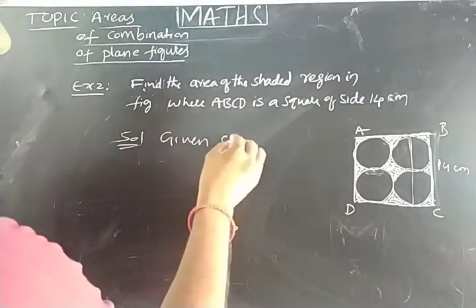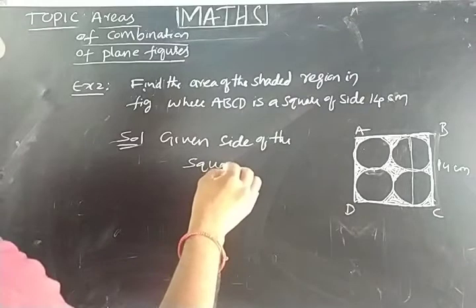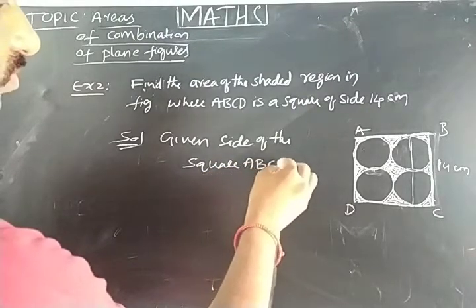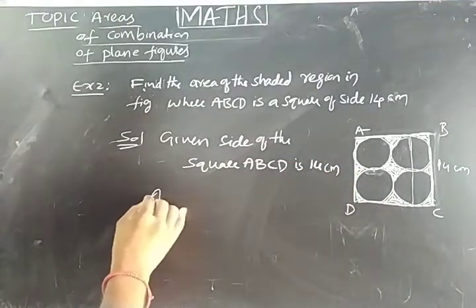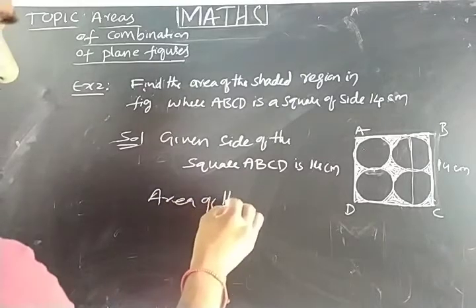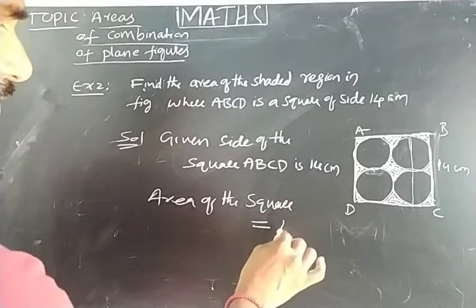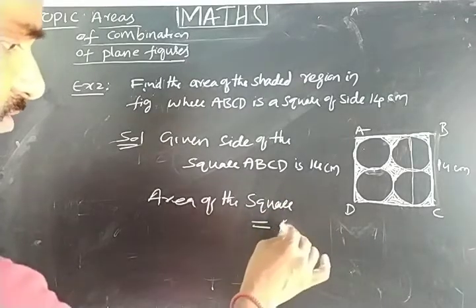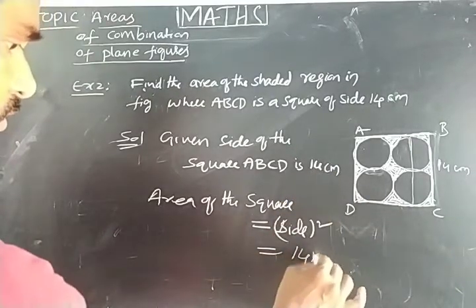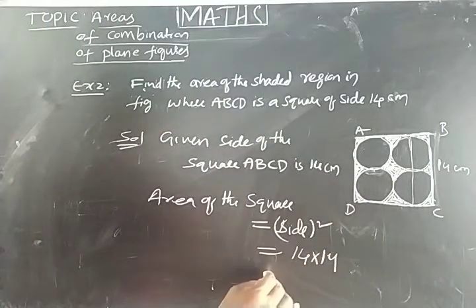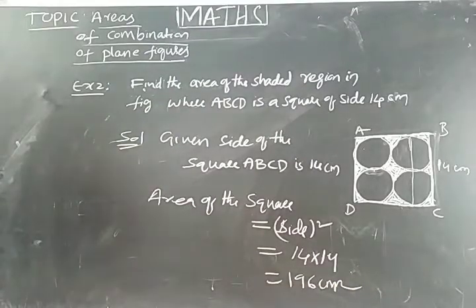Now solution. First I will find the area of the square. Given side of the square ABCD is 14 centimeters. Area of the square is equal to side square. What is the side length? 14. So 14 into 14, 196 centimeter square. Right? Now I got the area of the square.